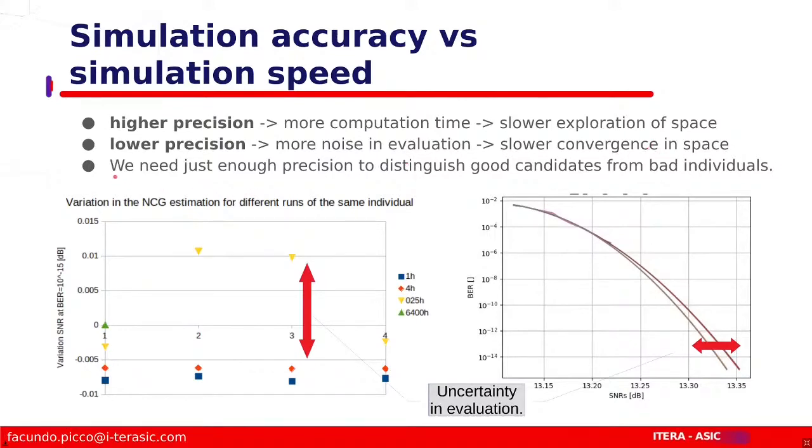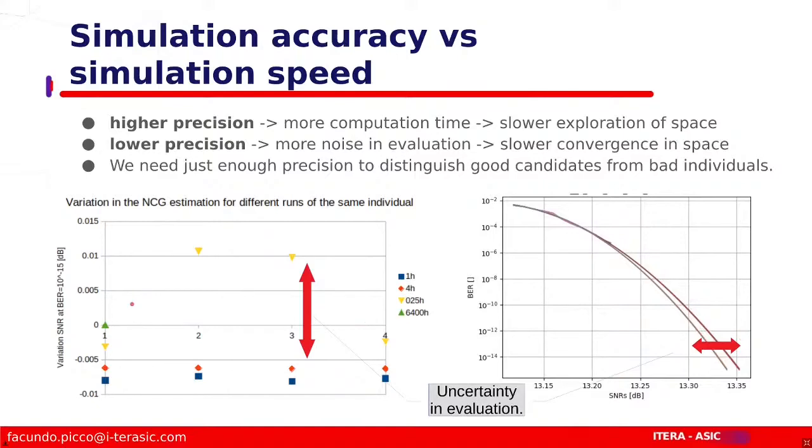So what we see here on the right is that for estimating the signal to noise ratio for a bit error rate of 10 to the power minus 15, we would need to simulate at least several times much more than 10 to the power 15 bits, and that takes an enormous amount of computation time. So what we do is we measure the signal to noise ratio at much more modest bit error rates, and then we extrapolate. So if we are extrapolating from farther away, we are making more errors on the extrapolation.